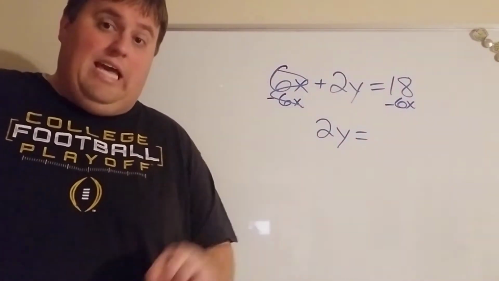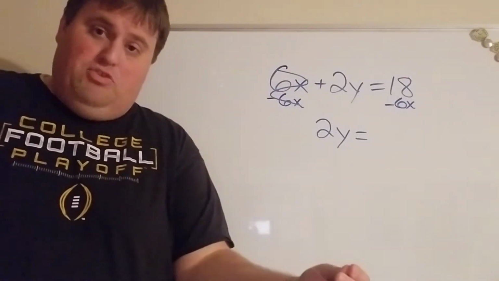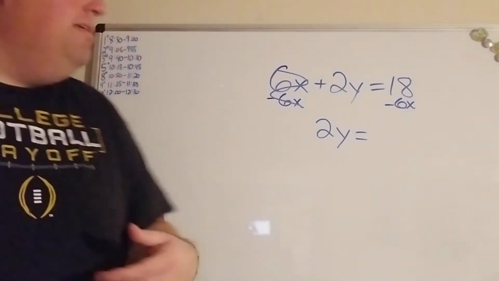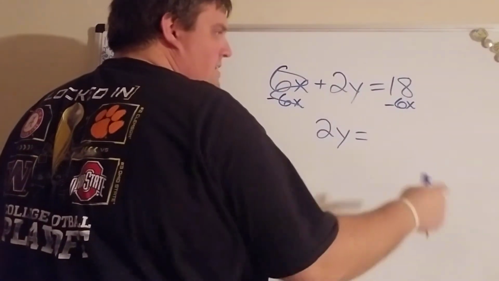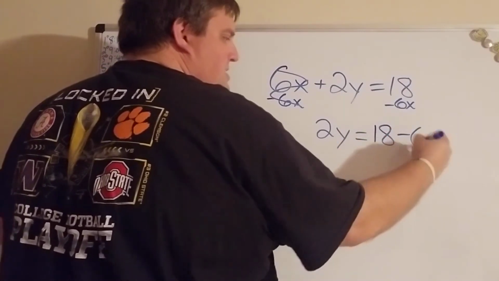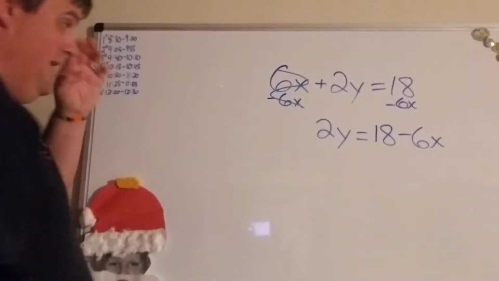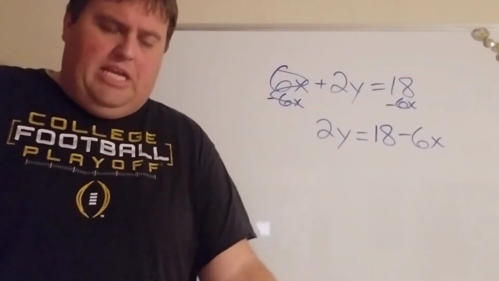18 minus 6x. They are not like terms. So I cannot subtract them, right? They're not the same. So instead of giving me something like 12x or something crazy, what you're going to do is just rewrite 18 minus 6x. Since we can't combine them, all I'm going to do is write it out. There's nothing else I can do to simplify there.